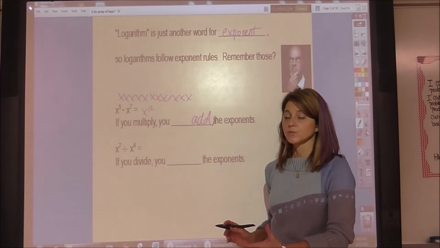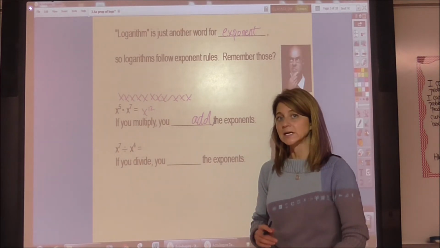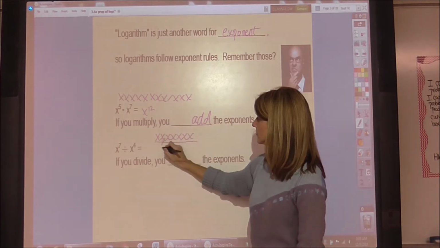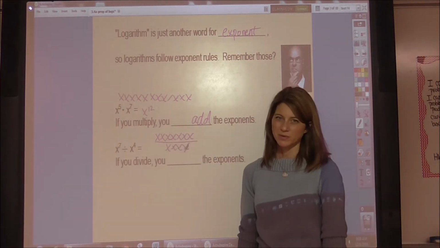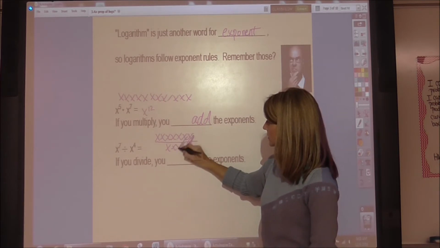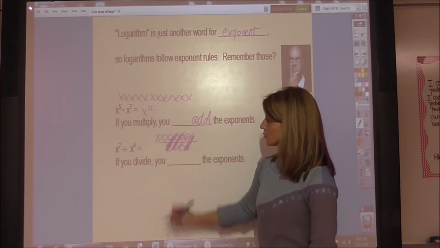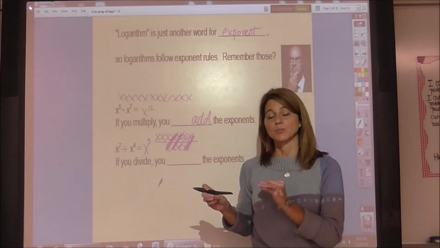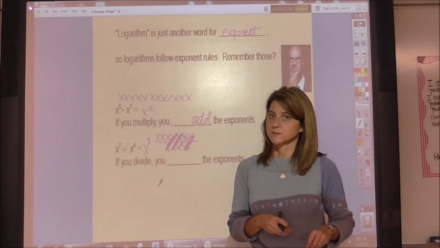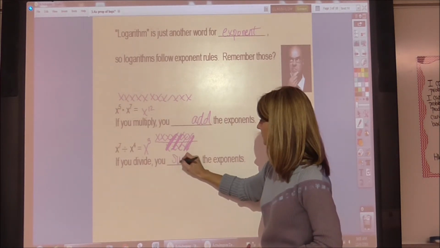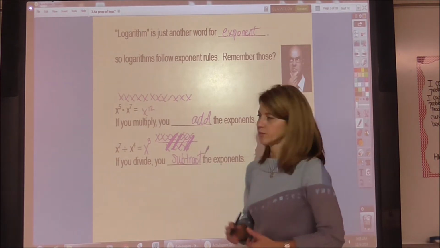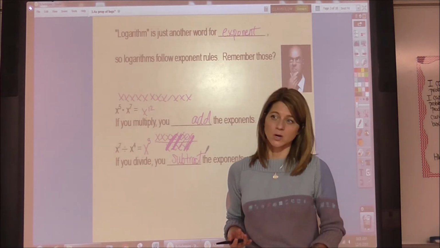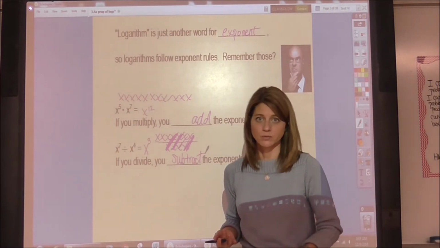Let's look at the next one. So if you had x to the 7th, 1, 2, 3, 4, 5, 6, 7, and you divided by x to the 4th, well, a bunch of them are going to cross out. 1, 2, 3, 4 sets will cross out. I am left with x to the 3rd. So even though it is a division problem, what do you do to your exponents? You subtract. Okay. Please tell me that that sounds familiar. So if you remember your exponent rules, those are the same things that go along with logarithms. Those are logarithm rules too.